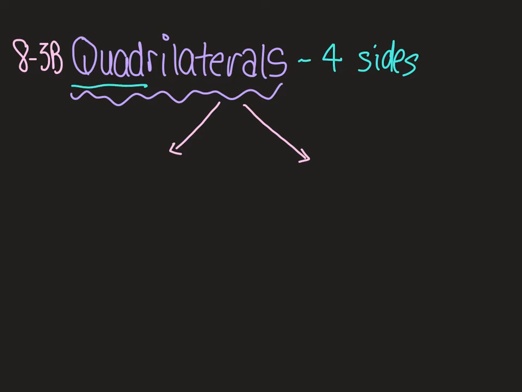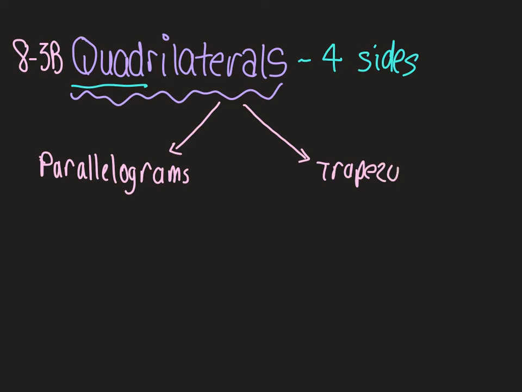Quadrilaterals can be divided into two main groups. Group number one is called parallelograms. Group number two is called trapezoids. So what's the difference? What makes a parallelogram a parallelogram? What makes a trapezoid a trapezoid? Well, parallelograms have two pairs of parallel sides, but trapezoids only have one pair of parallel sides.